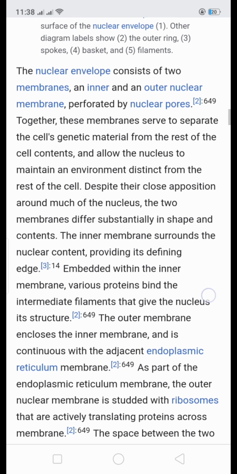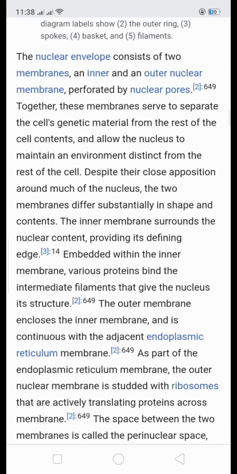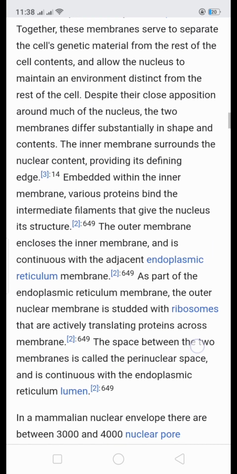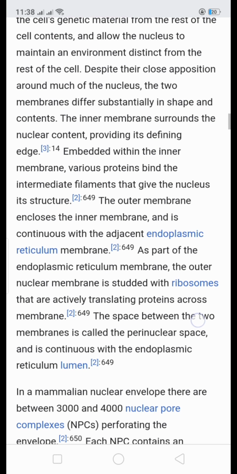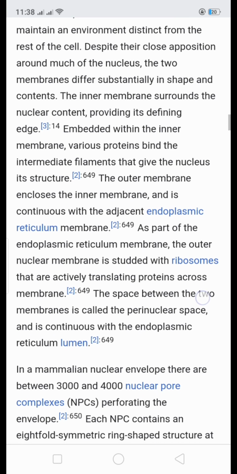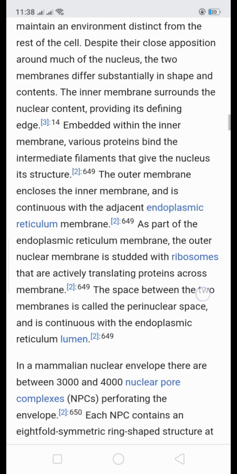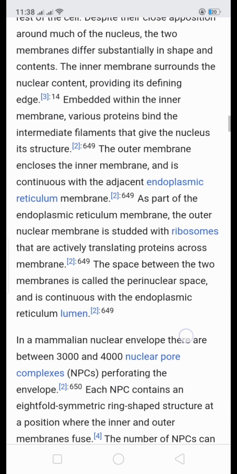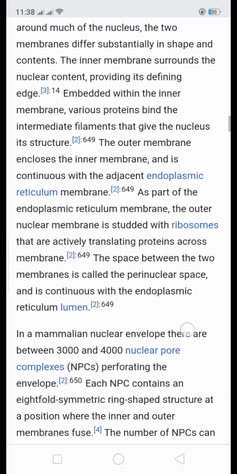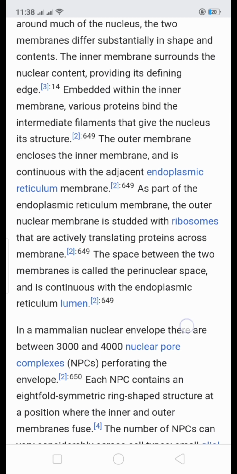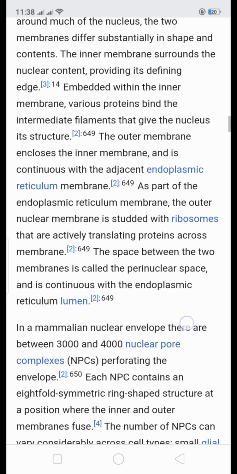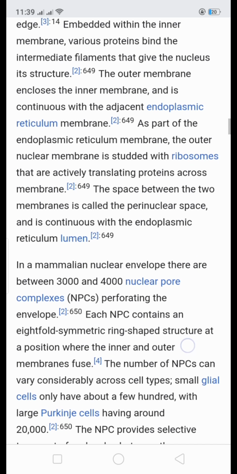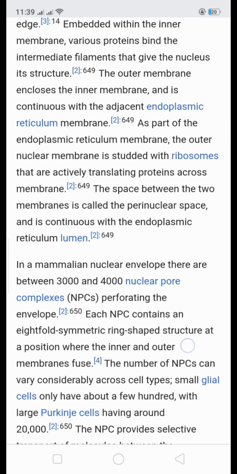The inner membrane surrounds the nuclear content, providing its defining edge. Embedded within the inner membrane, various proteins bind the intermediate filaments that give the nucleus its structure. The outer membrane encloses the inner membrane and is continuous with the adjacent endoplasmic reticulum membrane. As a part of the endoplasmic reticulum membrane, the outer nuclear membrane is studded with ribosomes that are actively translating proteins across the membrane. The space between the two membranes is called the perinuclear space and is continuous with the endoplasmic reticulum lumen. In a mammalian nuclear envelope, there are between 3000 and 4000 nuclear pore complexes perforating the envelope.